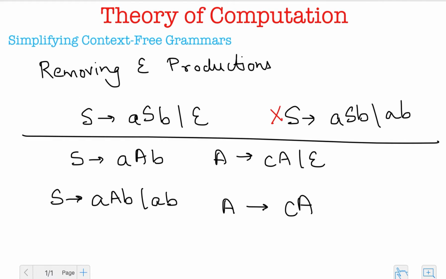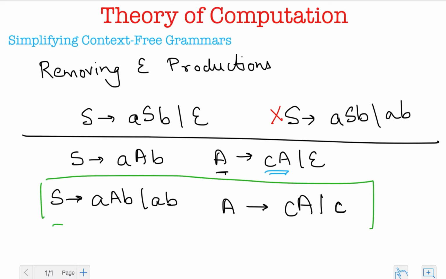And within this CA rule itself, so within this rule right here, what if in the next step A becomes epsilon, then I'm saying that this A right here can go to just C as well. So this is the final grammar that we get after removing epsilon symbols.